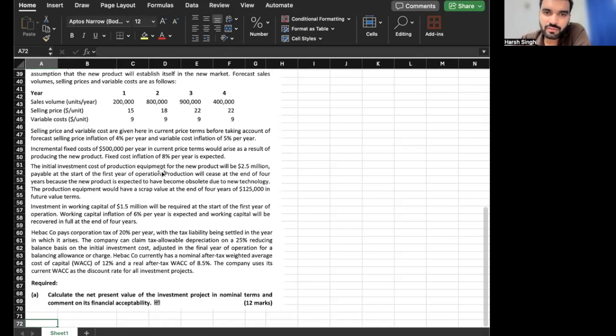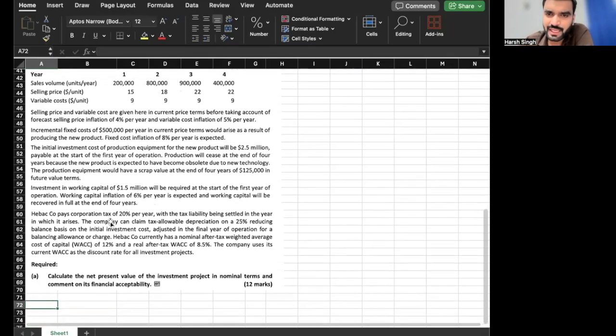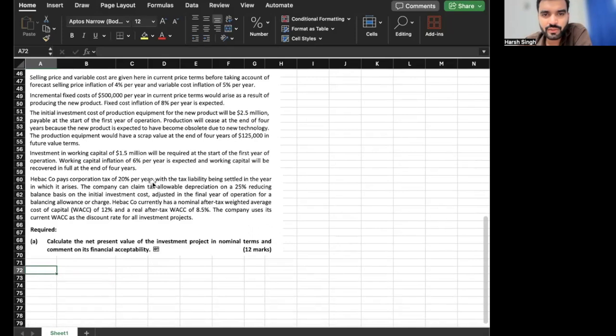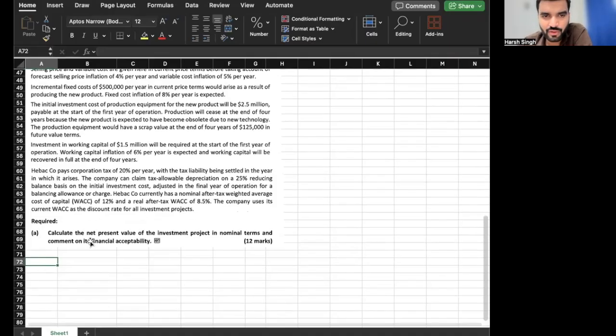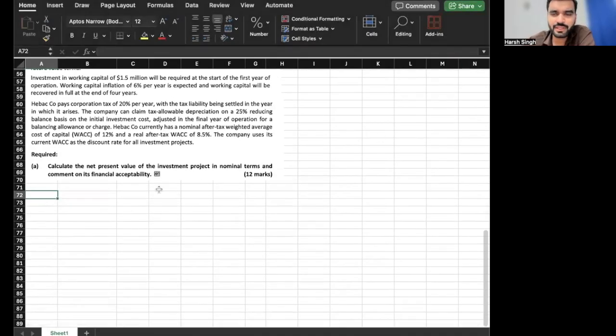The initial investment cost of the production will be 2.5 million, payable at the start of the first year. We'll see at the end of 4 years the product is expected to have become obsolete due to the new technology. The equipment would have a scrap value of 125,000 in future value terms. The investment in working capital is given. Working capital inflation is 6% per year, and working capital will be recovered in full. Okay, I don't think there is anything new. Corporation tax is given as 20%. Tax deduction is given at 25%. Then the after-tax WACC is 8.5%. Okay, great. So pretty simple question, to be very honest, everyone.